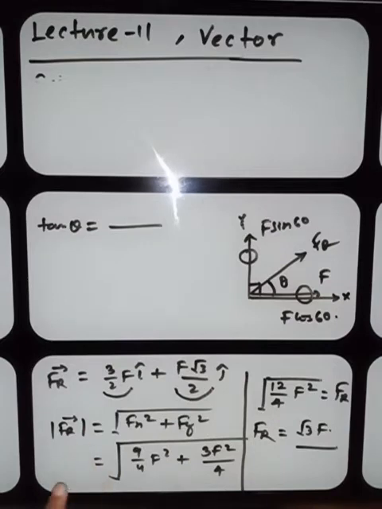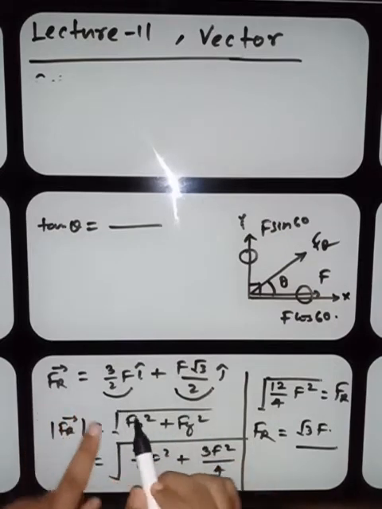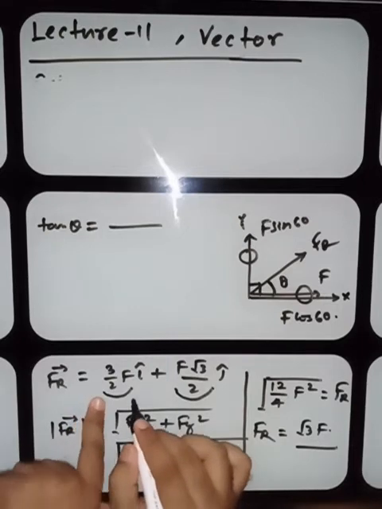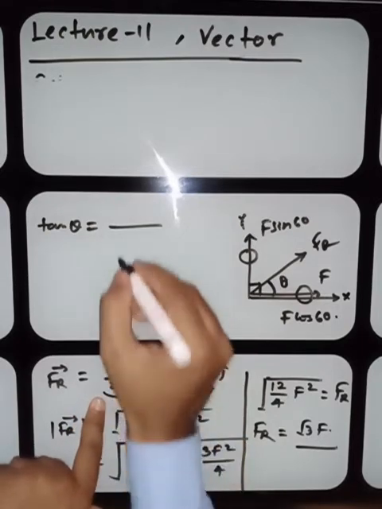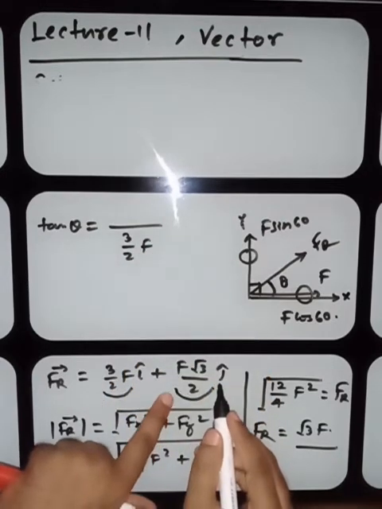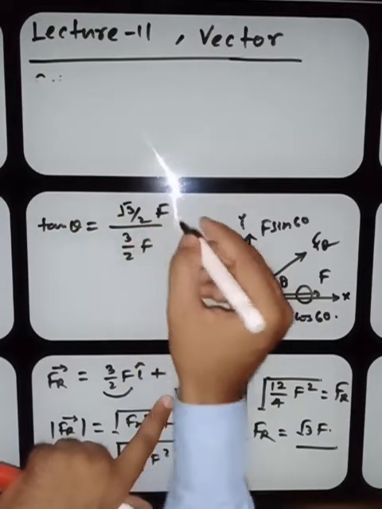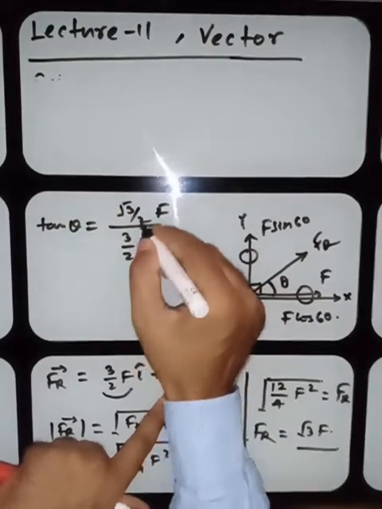Now, where is our vector? Our vector is over here. You can see this is our vector. The coefficient over the x-axis is 3 by 2 F, and the coefficient with j is F root 3 by 2. F will be cancelled out, and 2 will be cancelled out.